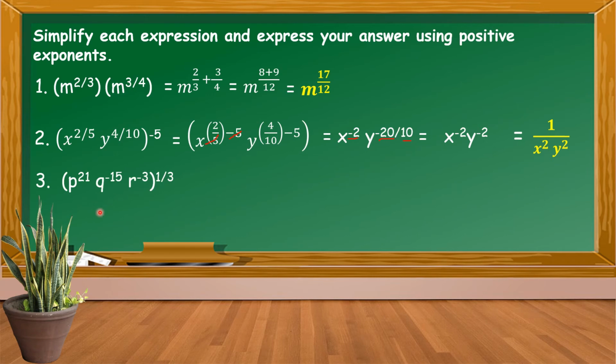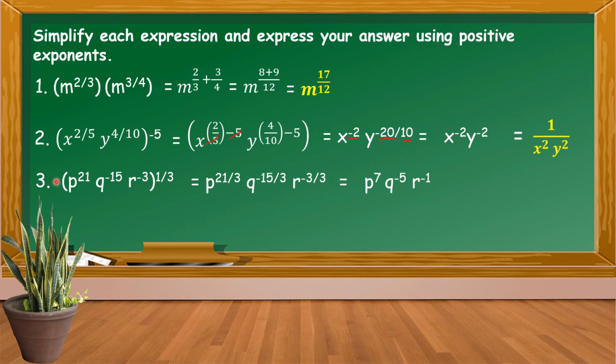Next, number 3. It is just the same as number 2, but the difference is the exponent outside the parentheses. For number 2, it is negative 5. For number 3, it is 1/3. So still, we will distribute the exponent.